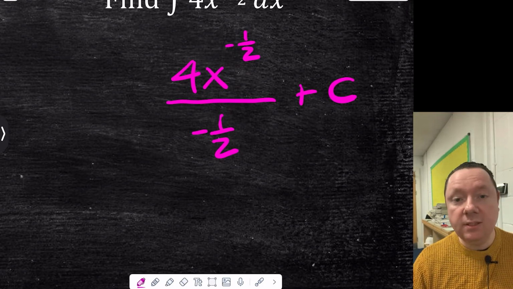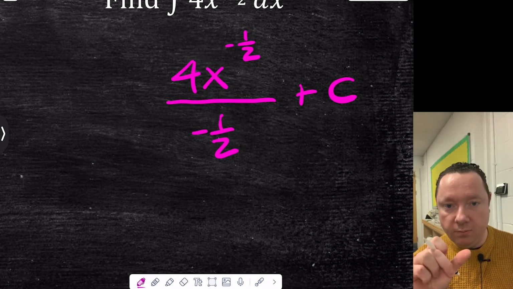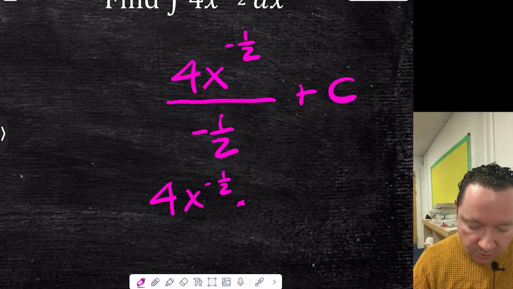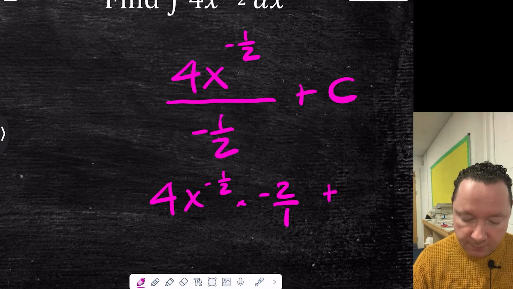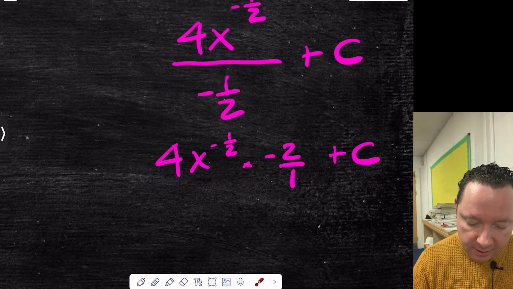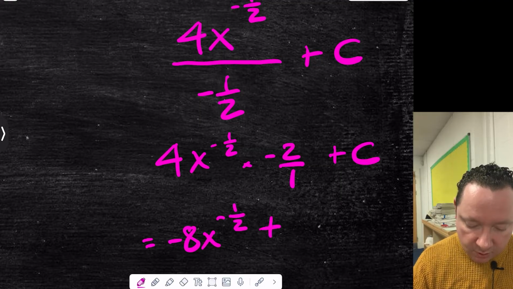Dividing, remember, is the same as timesing by the reciprocal. Flip the fraction upside down. So I've got 4 x to the minus a half times, I've got minus a half on the bottom, so that's minus 2 over 1, or minus 2, plus c. Timesing the number parts together, 4 times 2 is 8, divided by 1 is still 8, so that gives me minus 8 x to the minus a half plus c.